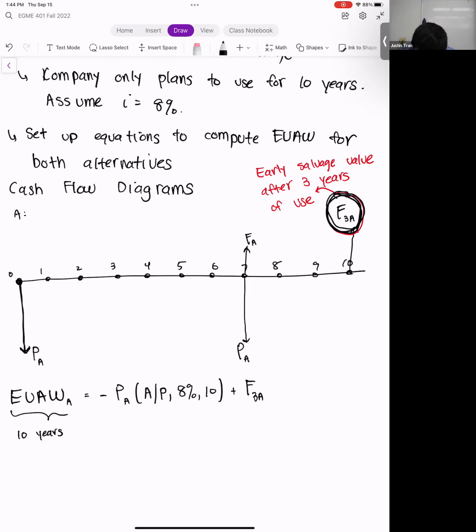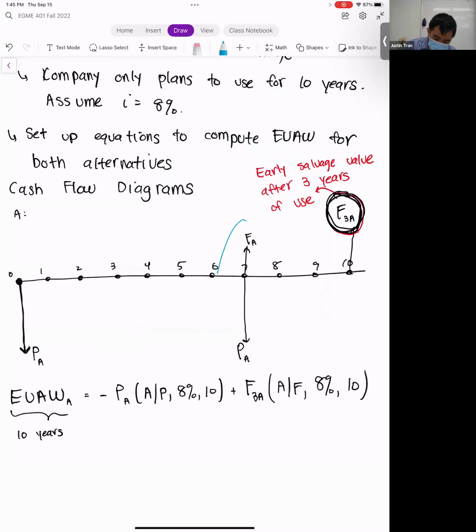So it's going to be F3A, A over F, 8%, and 10. So that's a standard future sum to uniform series conversion, because the future sum is occurring at the same end time as the uniform series.